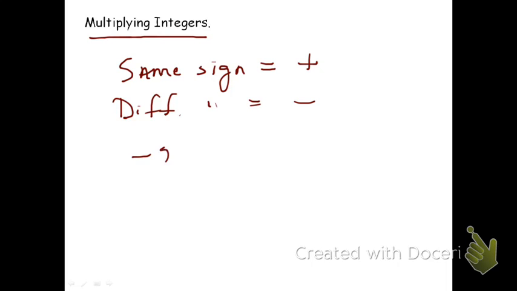For example, negative 2 times positive 5 is negative 10. Since the signs were different, it's a negative answer. Negative 2 times negative 5 is a positive 10. The signs are the same. We always get a positive answer.